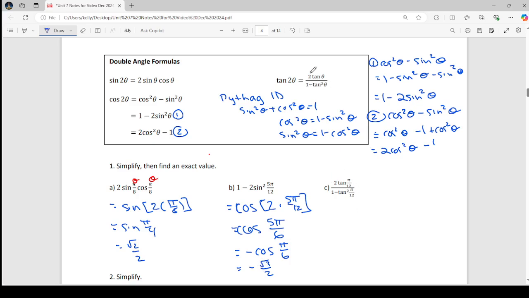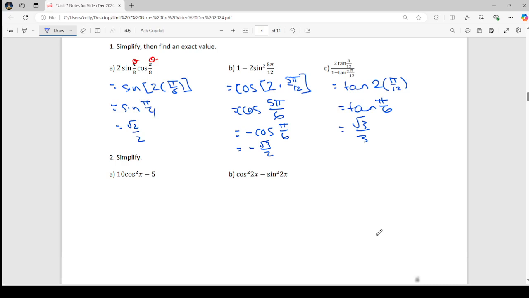This is the tan 2 theta formula. So it equals tan of 2 times pi over 12, which is tan of pi over 6, which using the special triangle is 1 over root 3, or rationalized is root 3 over 3.